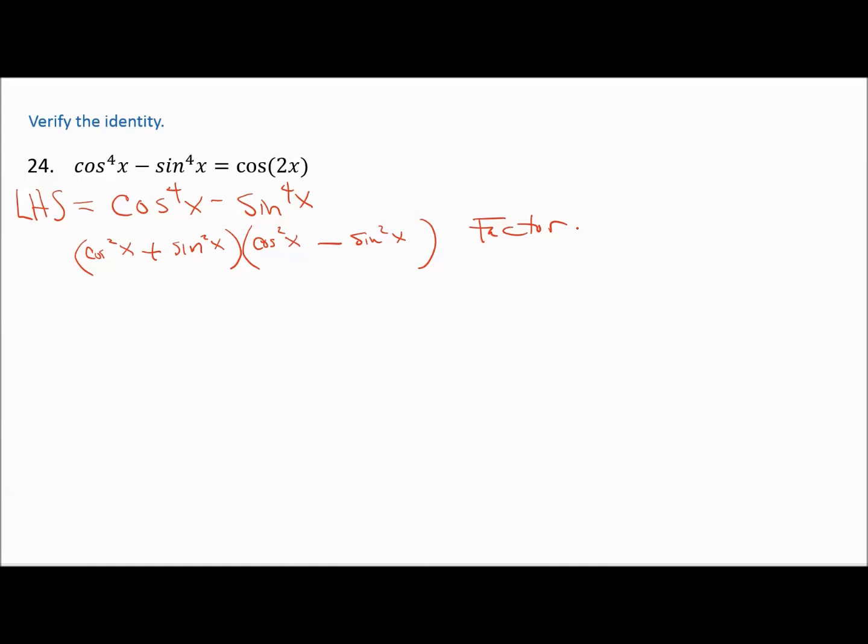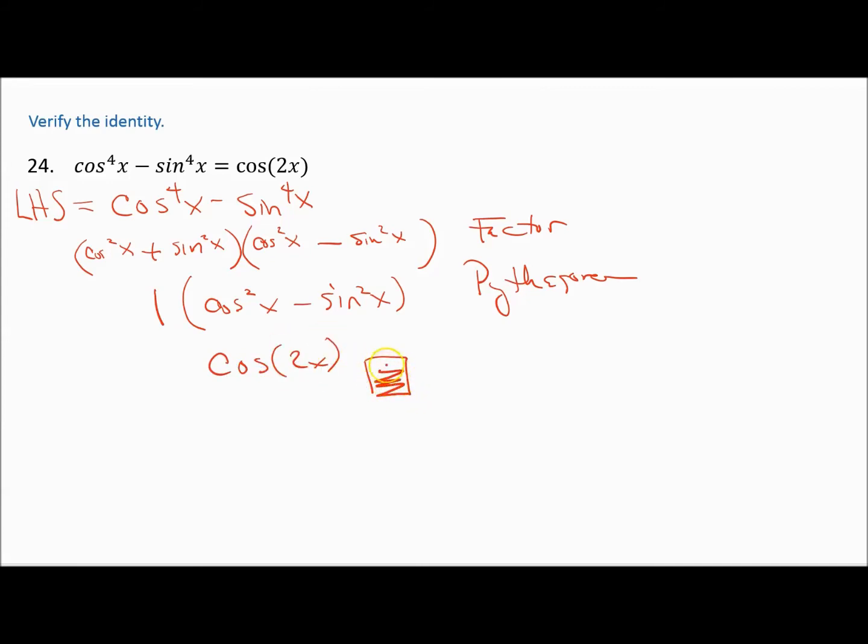Aha! What about this dude right here? Cosine squared of x plus sine squared of x, that's just 1, right? So I have 1 times the cosine squared of x minus the sine squared of x, and we're using the Pythagorean identity right there. And that is just the double angle formula. When I multiply 1 times that, if you look up your double angle formula, that's it. Cosine squared of x minus sine squared of x is cosine of 2x. And that's double angle.